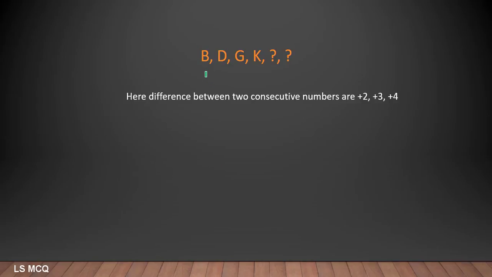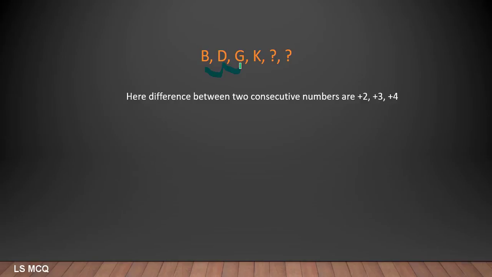The difference between B and D is 2. We have some 2 step here, we have some 3 step here. From B we went to D. It's C, D, so 2 step. From D we went to G. So it's E, F and G.